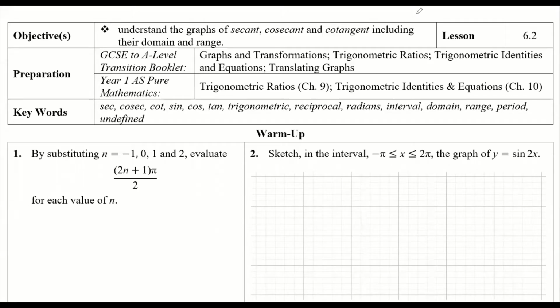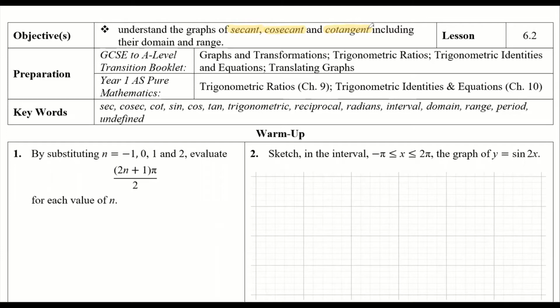Okay, welcome to lesson 2 from chapter 6, Pure Mathematics. This is Trigonometric Functions from year 2. And today we're going to look at the graphs of sec, cosec, and cot. I've given them their full names here: secant, cosecant, and cotangent.